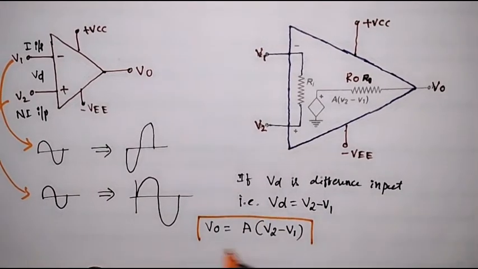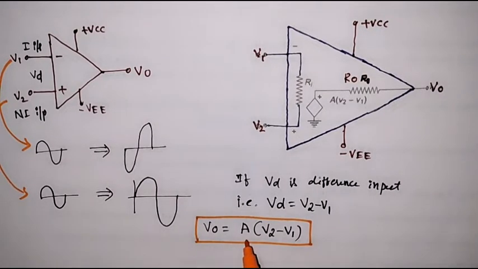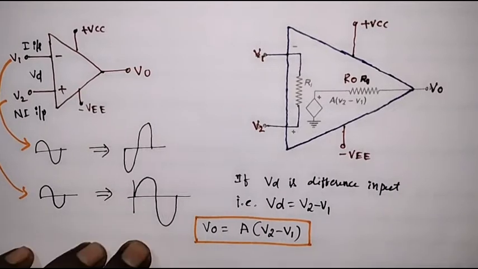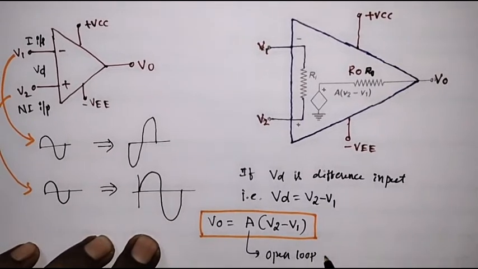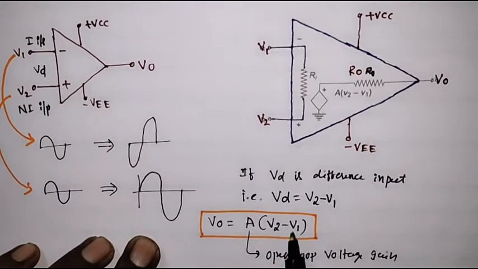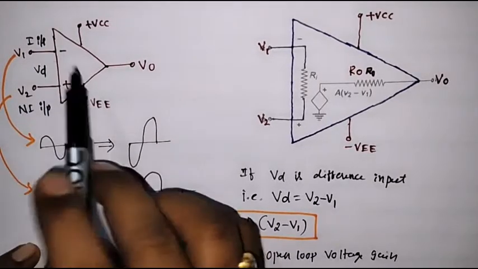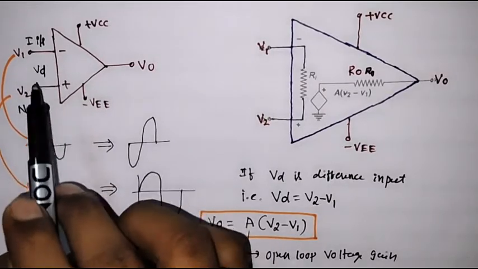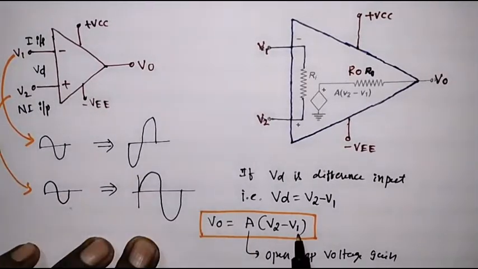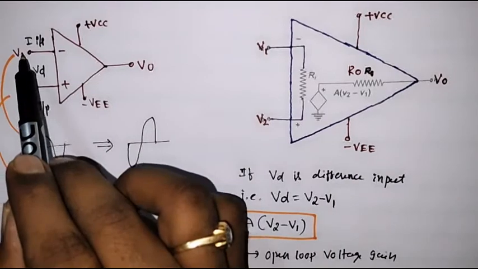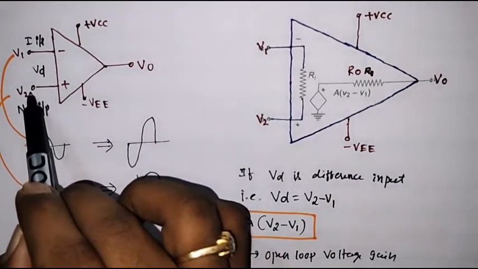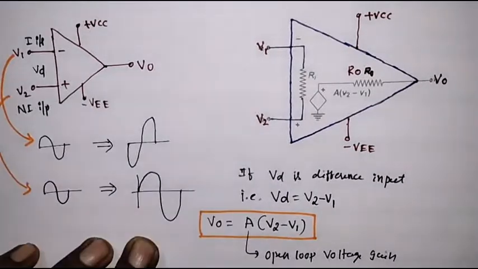Here Vo is the output voltage, A is known as the open loop voltage gain of the op amp. Here V2 minus V1, because V2 is connected to the positive terminal and V1 is connected to the negative terminal, so we are supposed to write the difference voltage as V2 minus V1. If we consider V1 here and V2 here, in that case we are supposed to write Vd as V1 minus V2, that is positive minus negative.